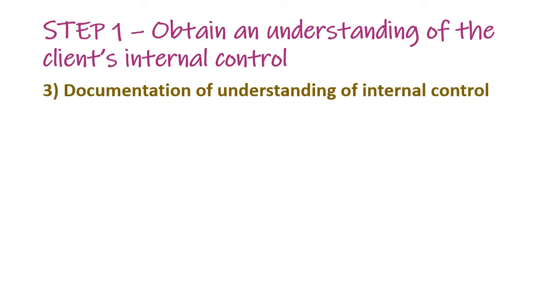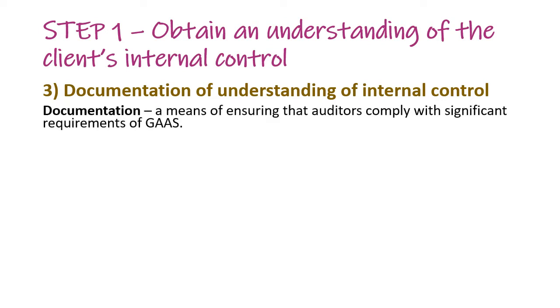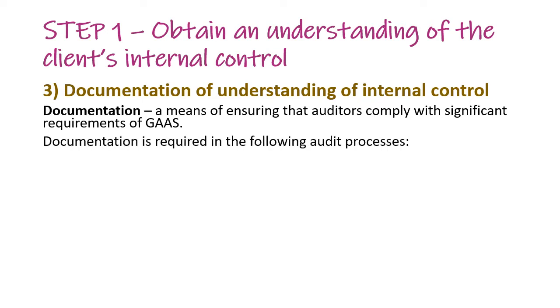So the third step under step 1 would be documentation of the understanding of the internal control. Documentation is a means of ensuring that auditors comply with the significant requirements of the GAAS, or the generally accepted auditing standards. So when is documentation required?